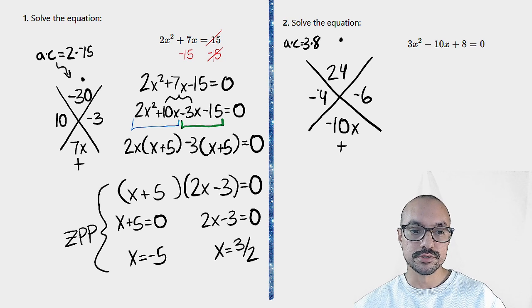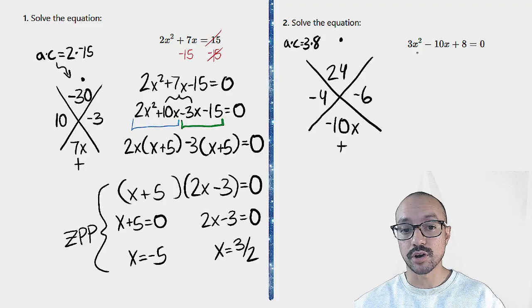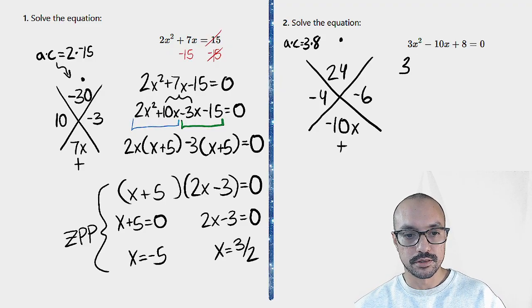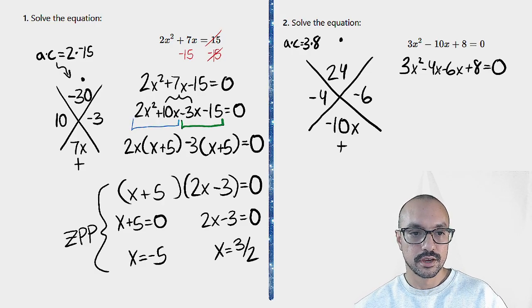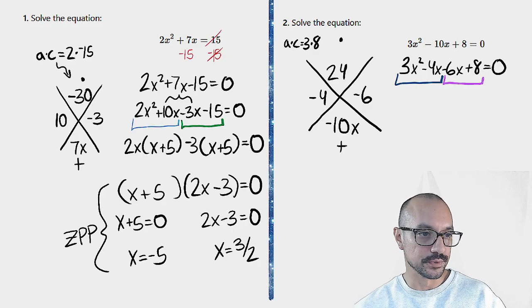We're going to go ahead and use the negative 4 and the negative 6 to rewrite our quadratic, which is now a trinomial, into 4 separate terms. So it's going to be 3x squared minus 4x minus 6x plus 8 equals 0. All right, and then we're going to go ahead and do factoring by grouping again. So I'll kind of visualize my two groups with two different colors.